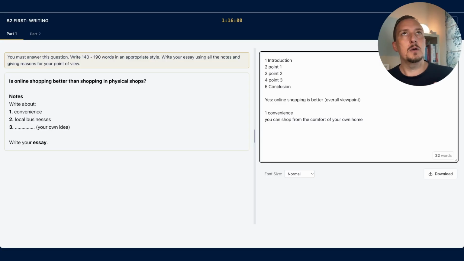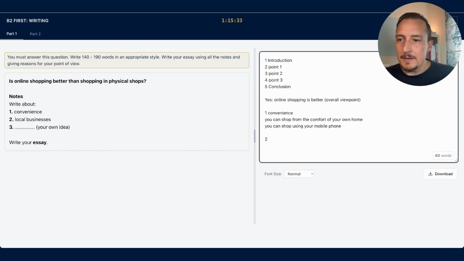So convenience in terms of location. What about convenience in terms of the fact that you can do it on your phone as well? So not just where you shop, but how you shop. We'll keep the notes quite simple for now, but you can shop using your mobile phone or tablet or other device. So those are two really nice points that we can have for convenience.